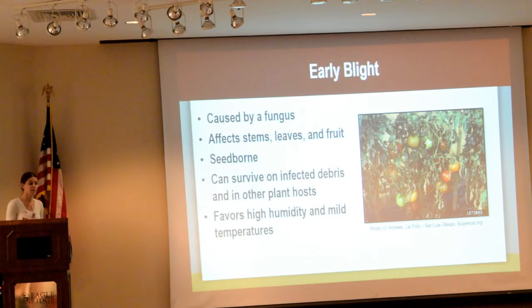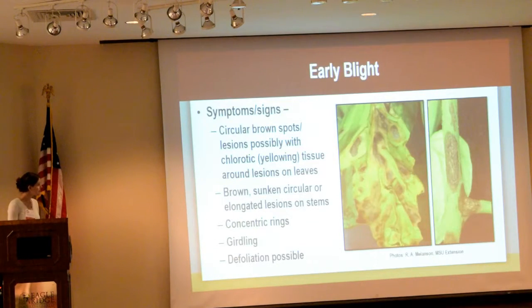So again, if you apply some of those general pest management practices, that can help to reduce disease development of many different diseases. Symptoms and signs of early blight: you have circular brown spots or lesions with concentric rings that you may be able to see in some of this, particularly on the stems. On the stems, you have brown, sunken, circular, or elongated lesions, and this can also girdle the plants, and then you can get a lot of defoliation.